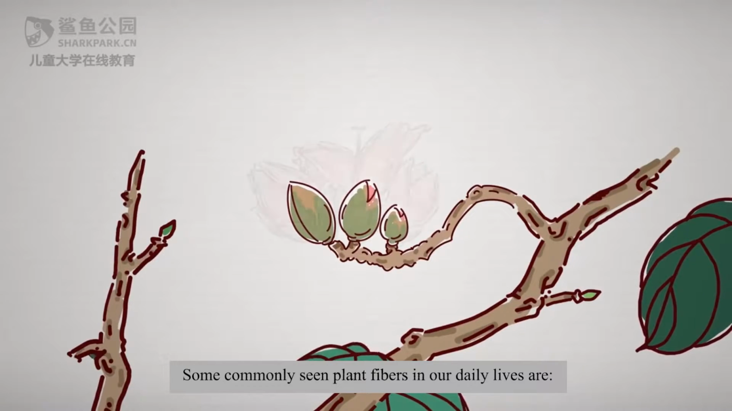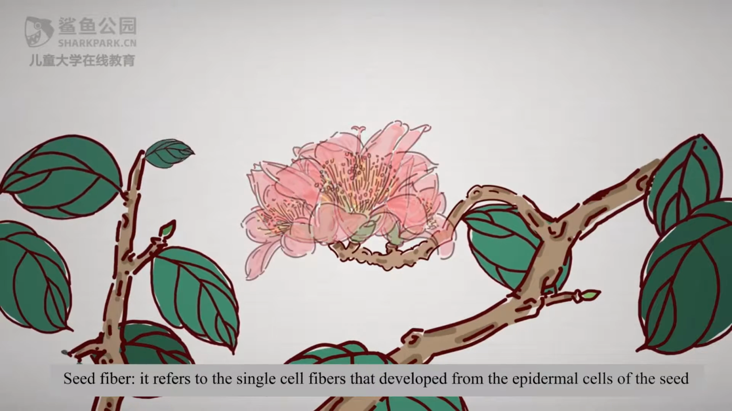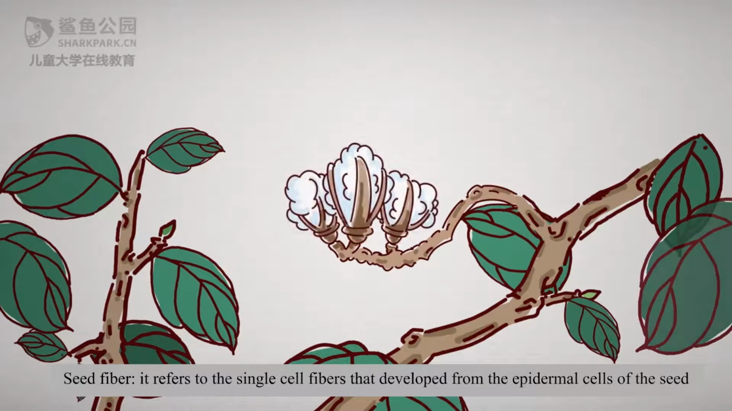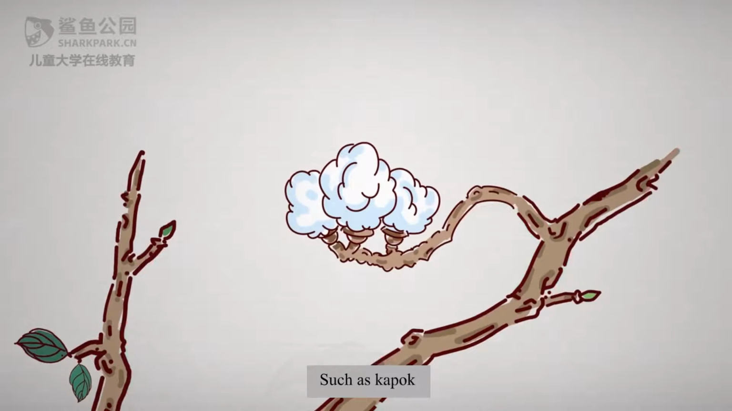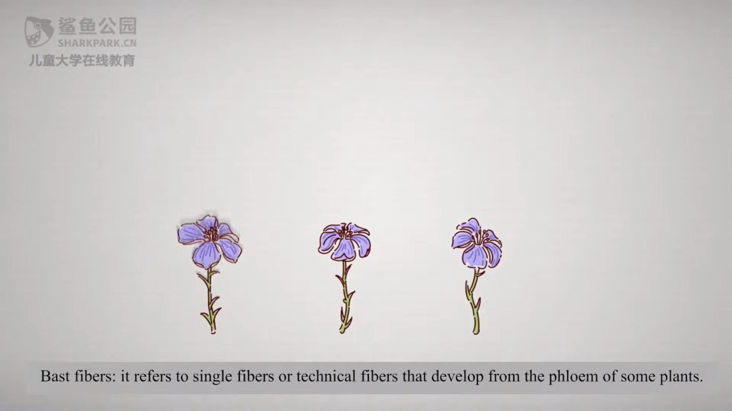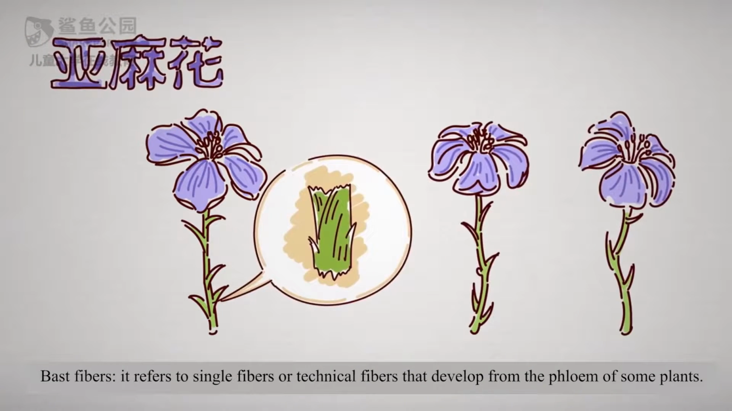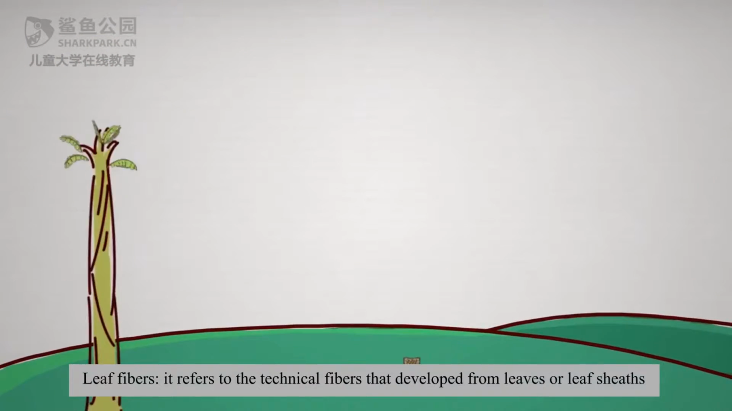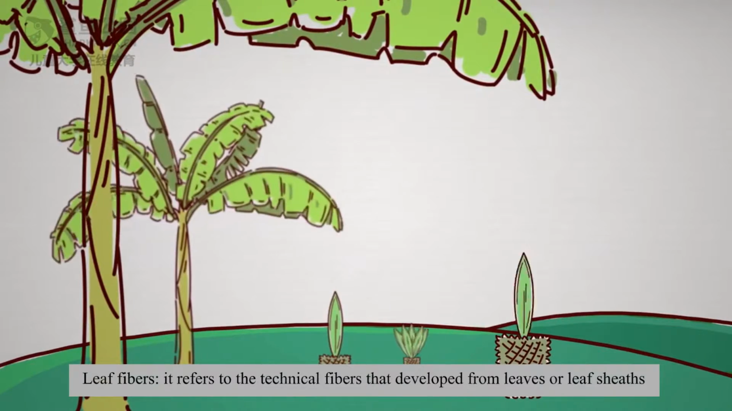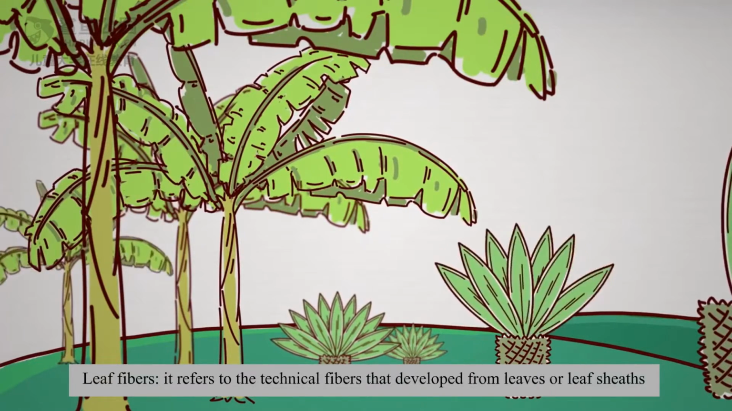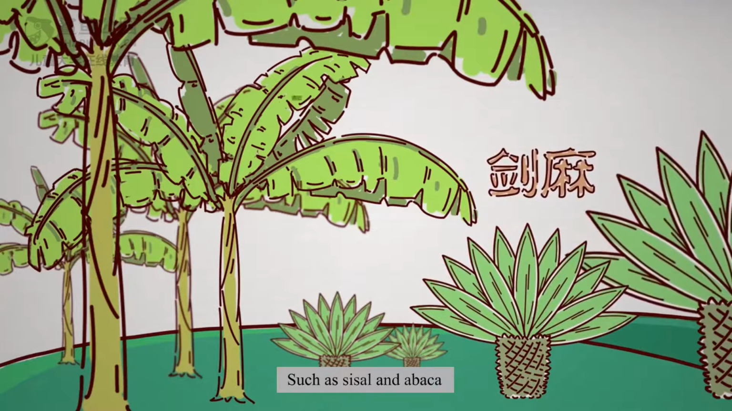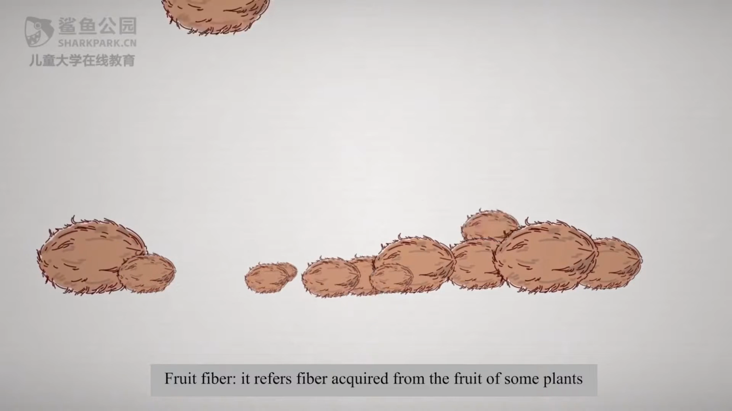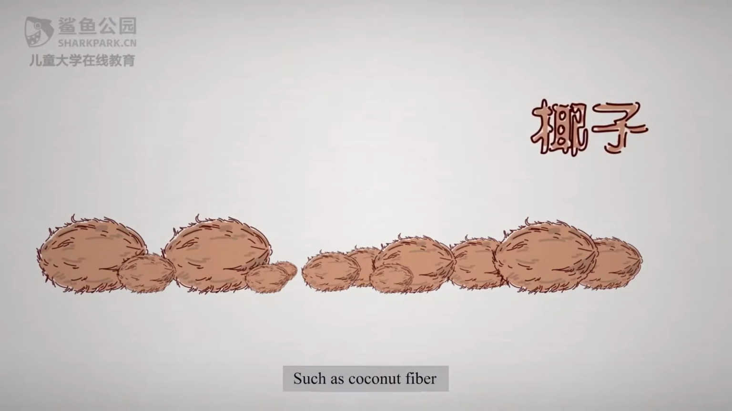Some commonly seen plant fibers in our daily lives are seed fiber. It refers to the single-cell fibers that develop from the epidermal cells of the seed, such as capon. Bast fibers. It refers to single fibers or technical fibers that develop from the phloem of some plants. The most common one is linen. Leaf fibers. It refers to the technical fibers that developed from leaves or leaf sheaths, such as sisal and abaca. Fruit fiber. It refers to fiber acquired from the fruit of some plants, such as coconut fiber.